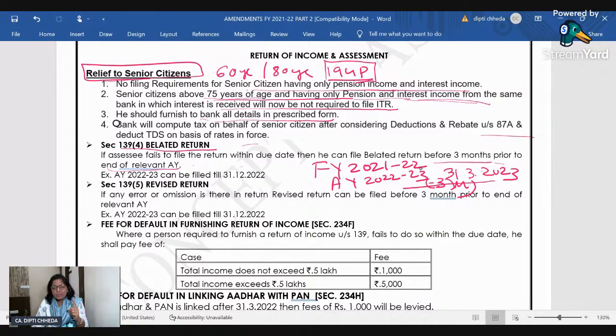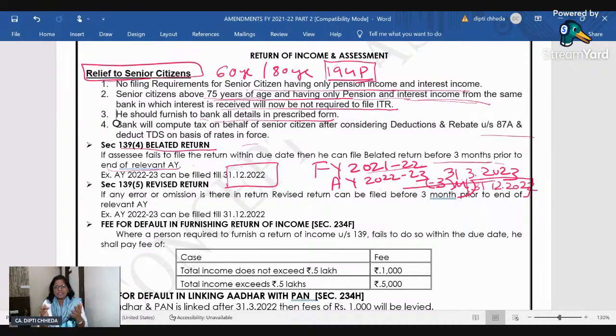Financial year 21-22, assessment year 22-23. So this financial year's return can be filed in the next year in which income is assessed and you pay tax and file the return by 31st March 2023. That was earlier. Now, minus 3 months means 31-12-2022. That's what is written here. That's the last date on which you can file the return. Is this clear to all of you?